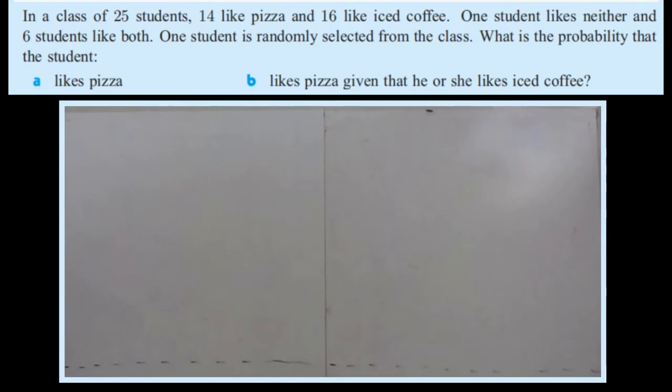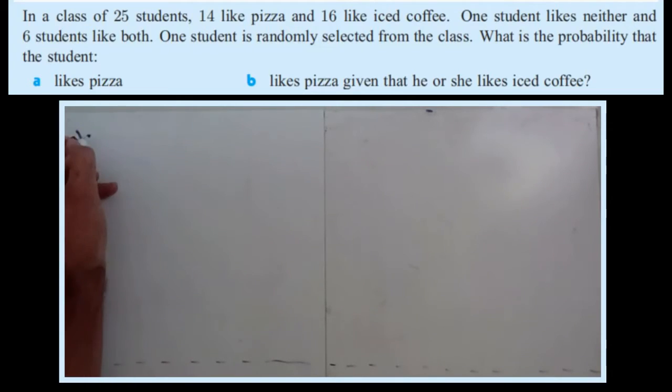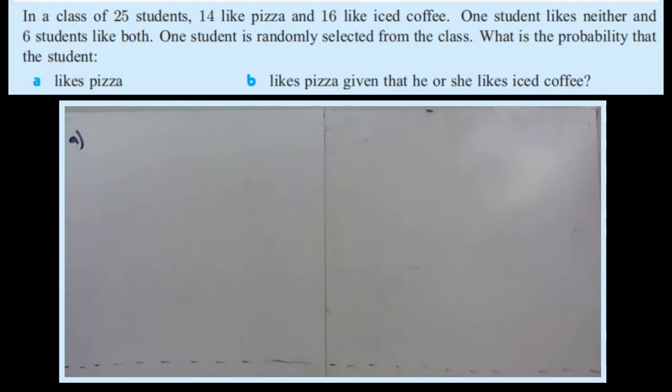So this is kind of the first gentle introduction into conditional probability, as in the probability of A happening given B's already happened. In our case, the probability they like pizza given that you know that they like iced coffee. So if we start with A, actually it's as simple as it gets. I'm not going to write it down, but basically I'm going to say let event P be the event student likes pizza. Let event I be the event student likes iced coffee.